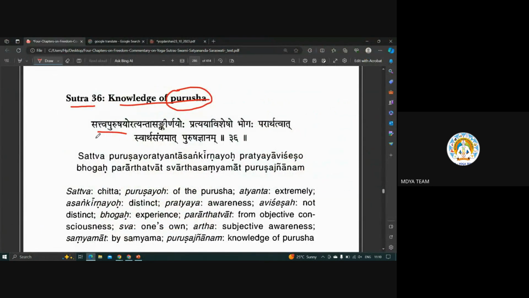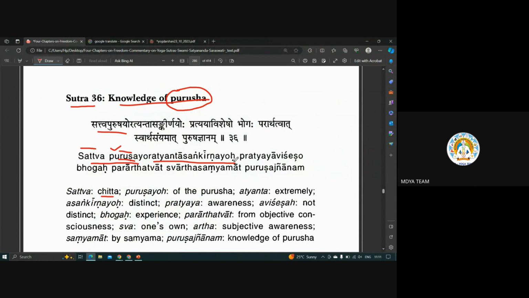Now he's explaining first the relationship between the mahat and the purusha. He's telling, sattva purushayo. Sattva meaning sattvic mahat, sattvic buddhi. Sattvic buddhi, another word for it is chitta. Purusha meaning the drik shakti, the drashta. Purusha is the drashta. Atyanta sankirniyo: sankirniyo meaning they are very close. Very close, hardly possible to see that they are different. They look the same.